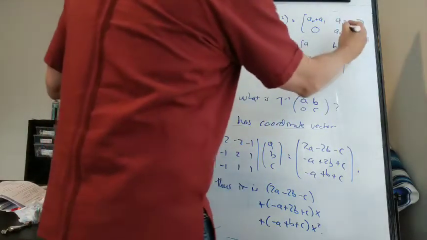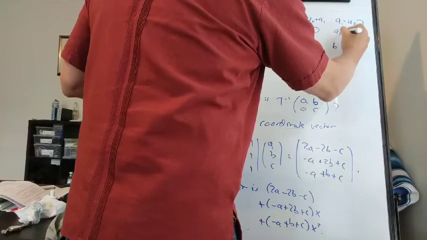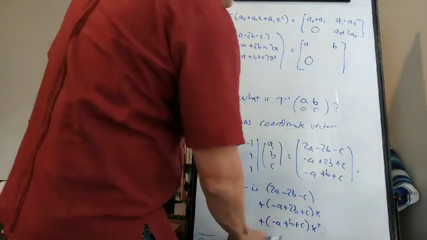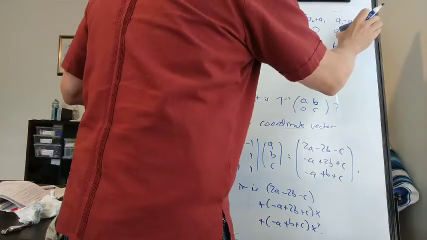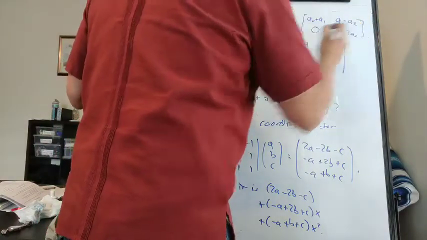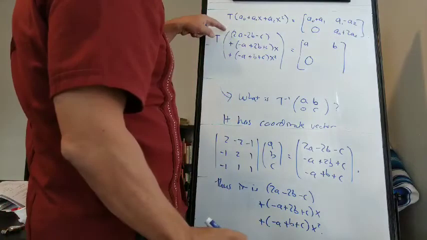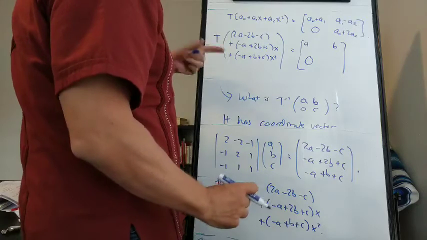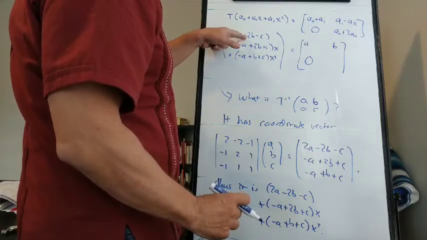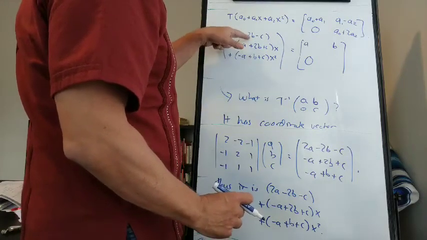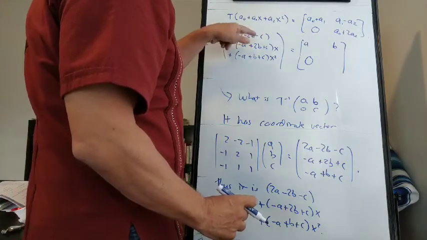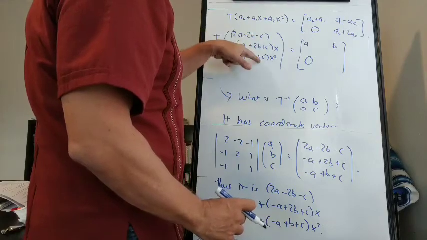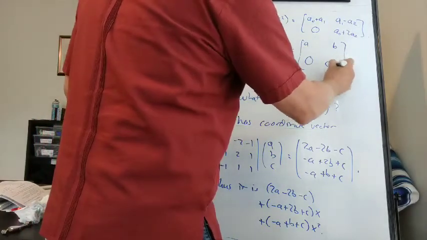I'm sorry, this should be a naught here. That was our original map. So constant term plus 2 times the coefficient of x squared. So 2A plus 2 times negative A is 2A minus 2A, which is 0. Negative 2B plus 2 times B is 0. And then negative C plus 2 times C is negative C plus 2C, which is positive C.